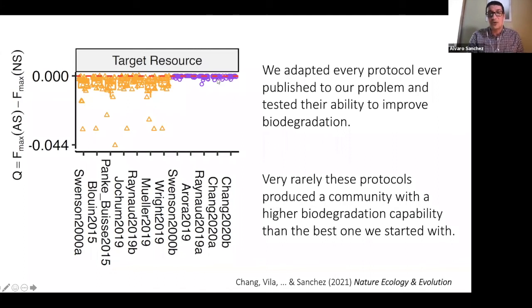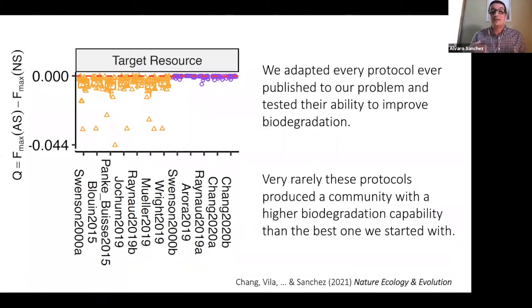In purple, these are protocols using the propagule strategy. And in orange, these are protocols using mixed pool strategies, right? The protocols were all adapted to using the same population size, the same number of communities, which is 96 communities. Some of these protocols were applied to populations containing 16 or 32 communities, but just to make sure we are comparing apples to apples, we adapted those to deal with 100, or 96 in this case.